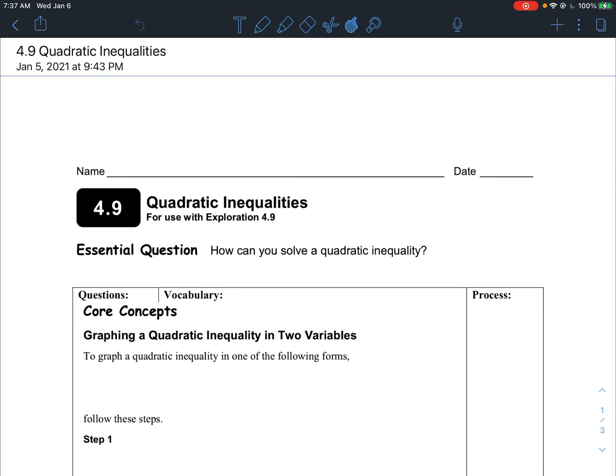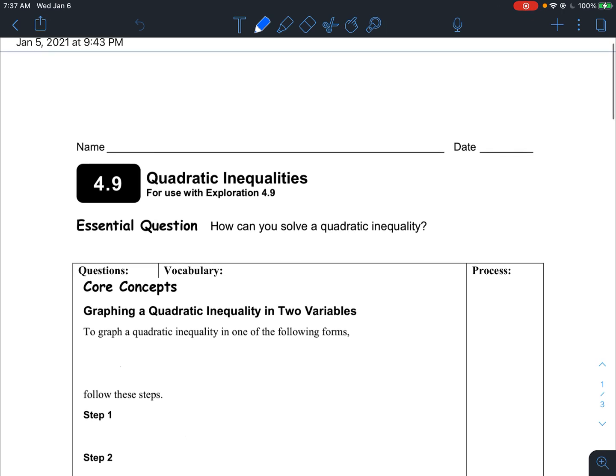Okay, so we're going to finish up Chapter 4 with 4.9. And in 4.9 we talk about quadratic inequalities. We know so far how to graph quadratics. We spent all of Chapter 3 learning how to graph quadratics. And then we learned about solving quadratics in Chapter 4. And that's what we've been doing so far, as we've been solving quadratics.